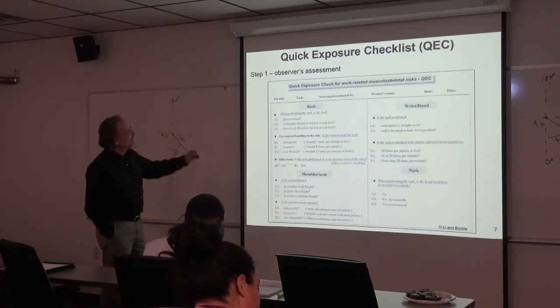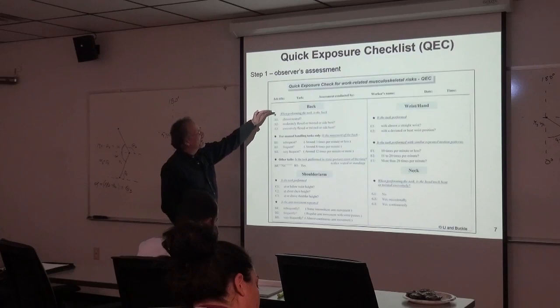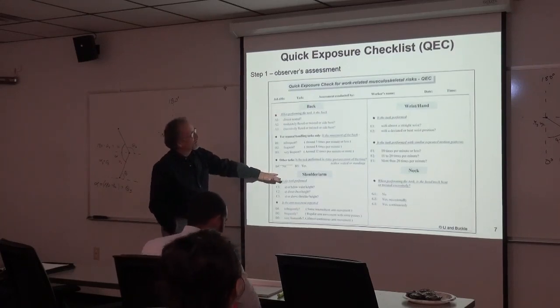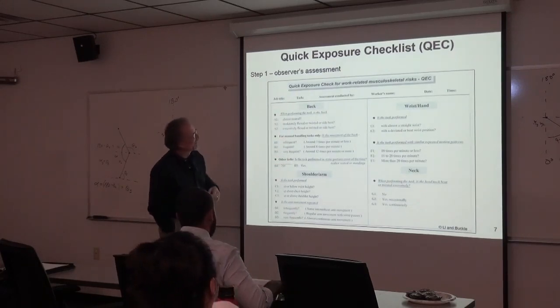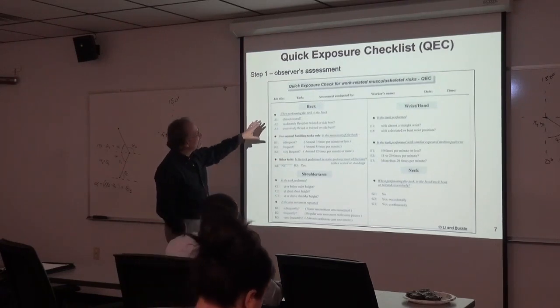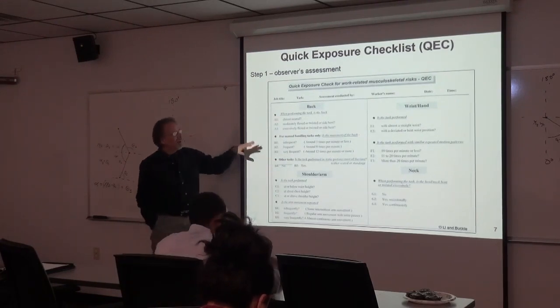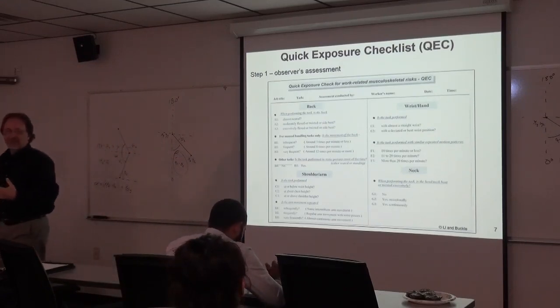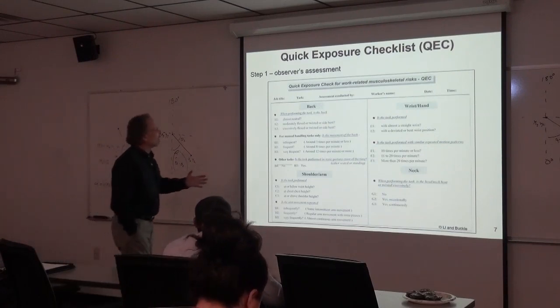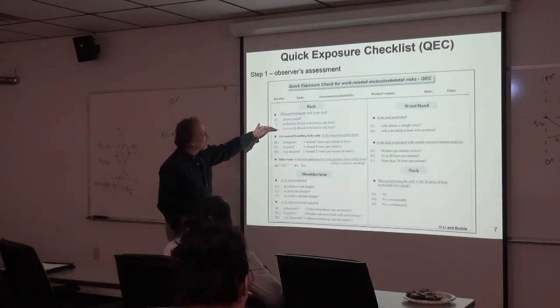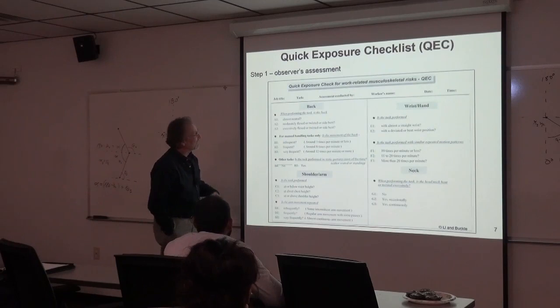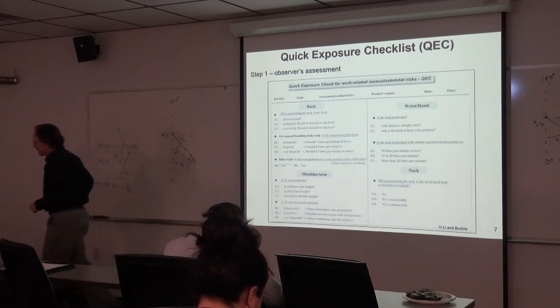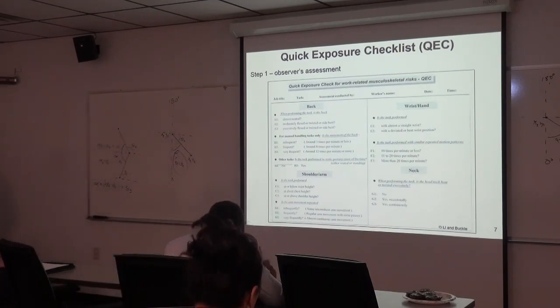The quick exposure checklist looks at the back, shoulder, arm, wrist, hand, and neck. And in this case, the capital letters are the safety professional or the ergonomist or whoever is doing the evaluation. And they go through here and they circle each one of these. Now let's look at each one of those questions in turn. I'm going to try this.